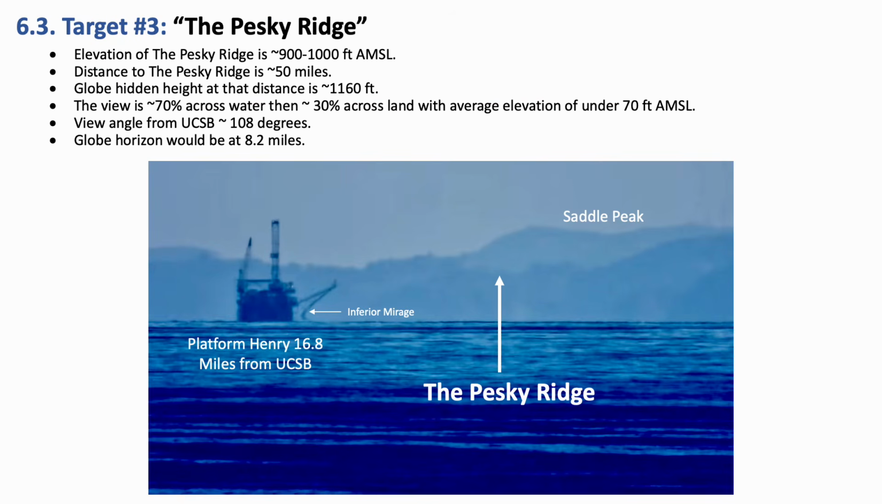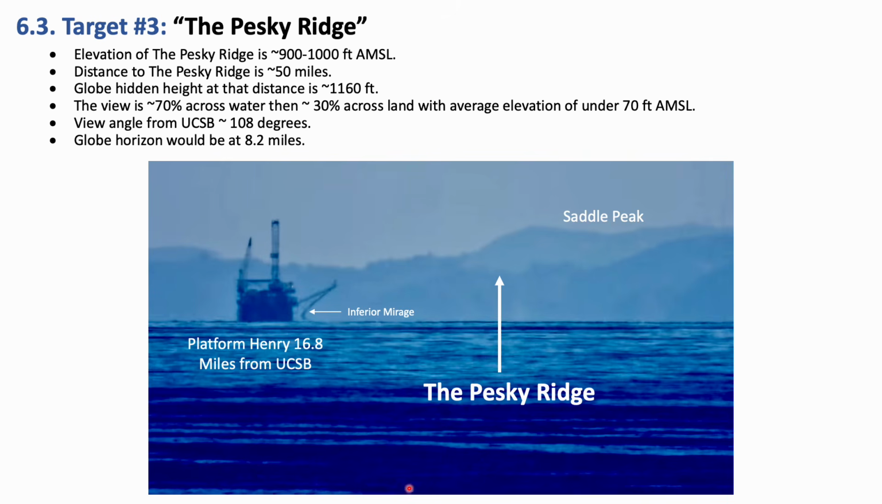Target number 3, the Pesky Ridge. The elevation of the ridge is somewhere between 900 and 1,000 feet, right about here. It's just over 50 miles. The globe hidden height at that distance is 1,160 feet, so it should be below the horizon when we've got a uniform density atmosphere in this area.